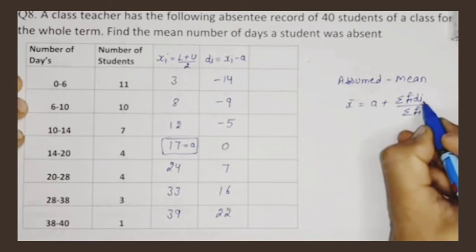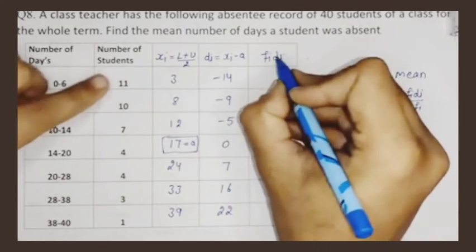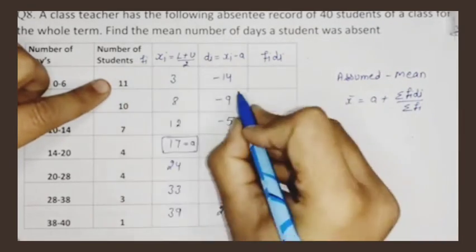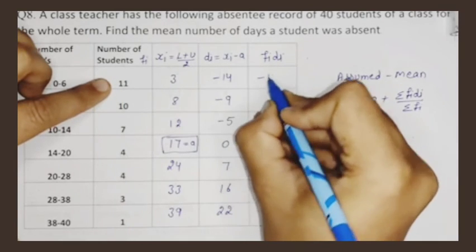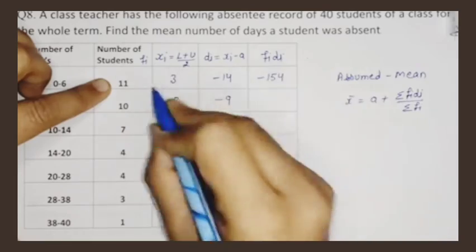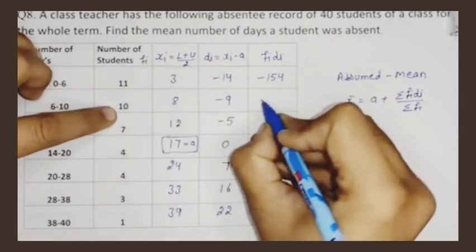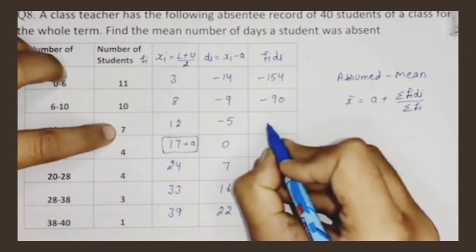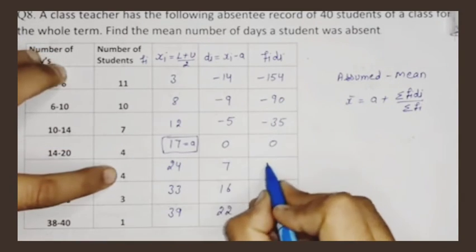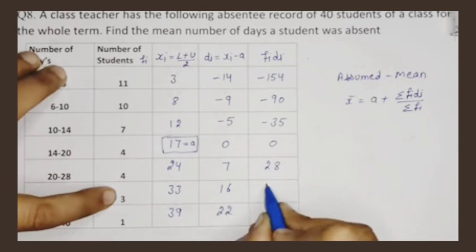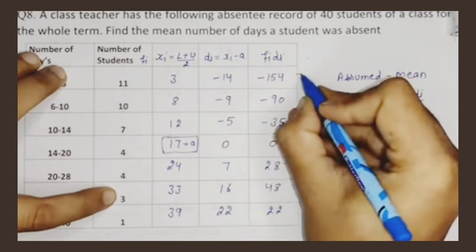Now we want the product of fi di. So we will find the fi di in the next column. This number of students is fi. Now 11 into 14 with minus sign is minus 154. 9 into 10 is 90, that is minus 90. 7 into minus 5 is minus 35. 4 into 0 is 0. 4 into 7 is 28. 3 into 16 is 48. 22 into 1 is 22.